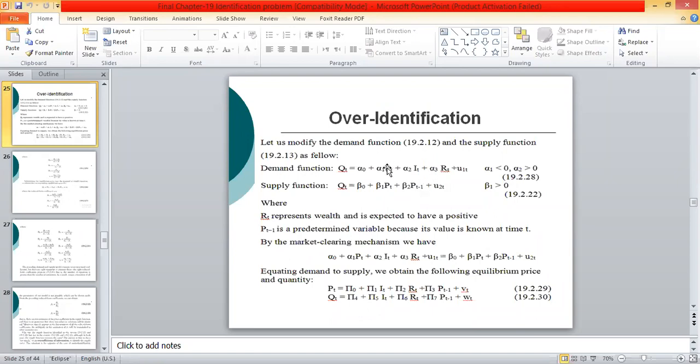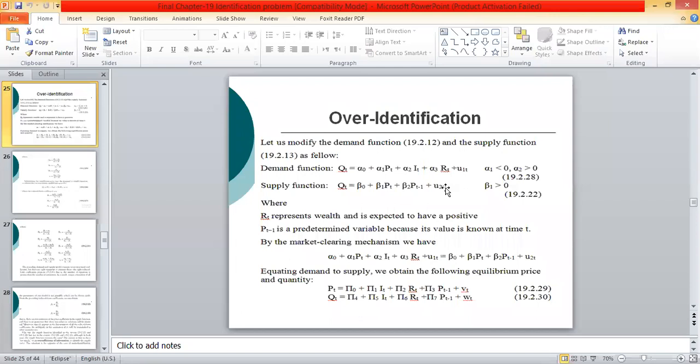So first, look at the identification of the demand function. Write down the information about the demand function. Small m, the number of endogenous variables in the equation of interest, is 2, quantity and price. Small k is the number of predetermined variables in the given equation. Here we have 2. So place these values into the formula and get the outcome.